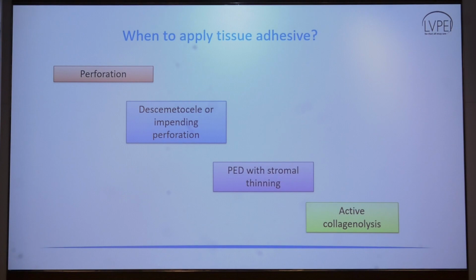So when to apply tissue adhesive? When you have a perforation, as said, less than 2 mm is more effective, and up to 3 mm you can manage. When you have a descemetocele or an impending perforation, when you have a persistent epithelial defect with stromal thinning, when you have active collagenolysis. The first two, the perforation and the descemetocele, should be performed in an operating room, while the last two, the stromal thinning cases and the active collagenolysis, you can perform in your own OPD setup.